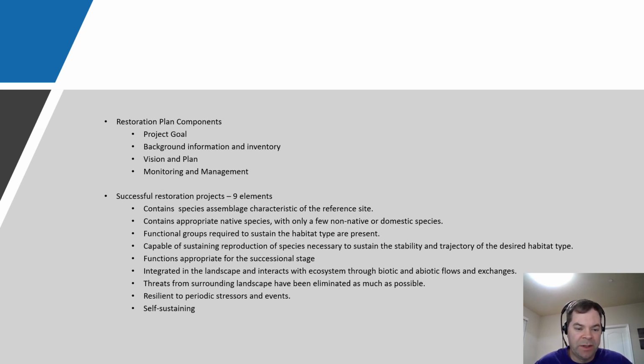The next component is the course of action for the plan. In this section, you want to identify the specific activities that you're going to conduct to restore the site. You want to identify how you're going to conduct those activities, where you're going to conduct those activities, and who's going to conduct those activities.